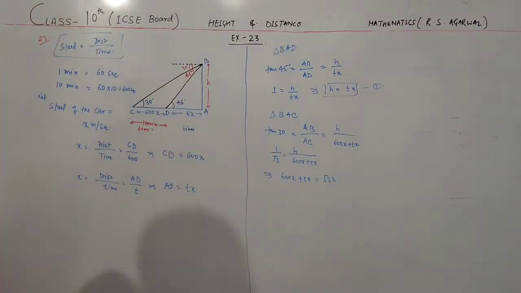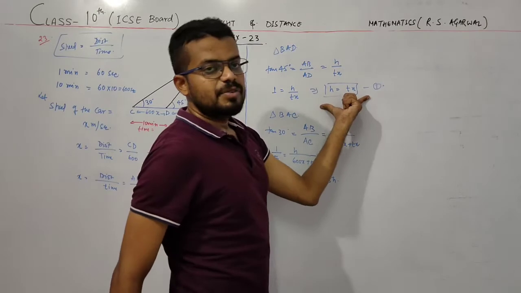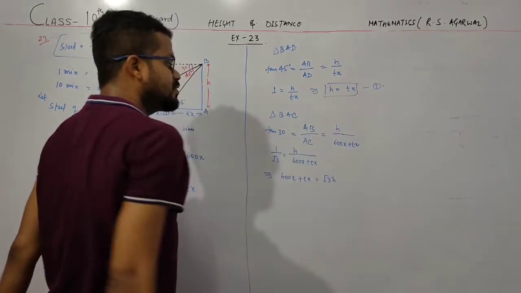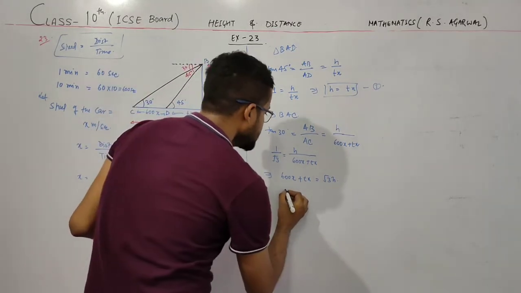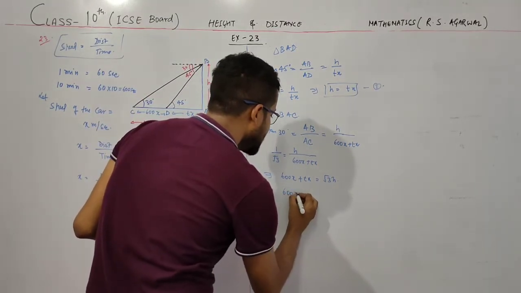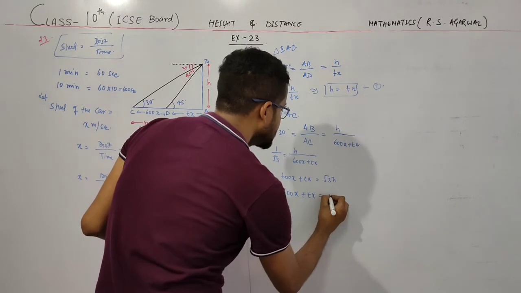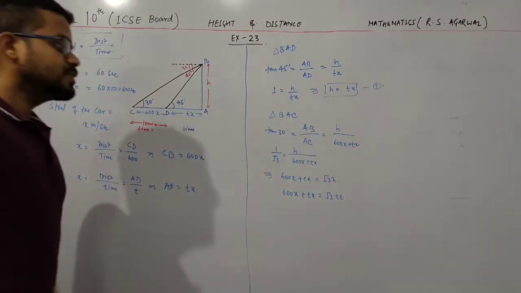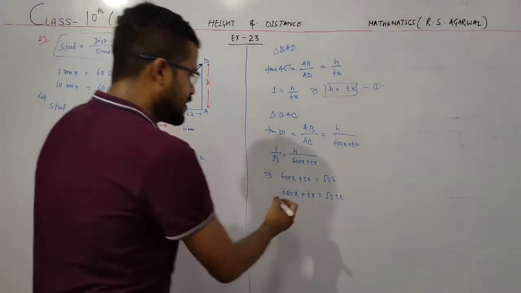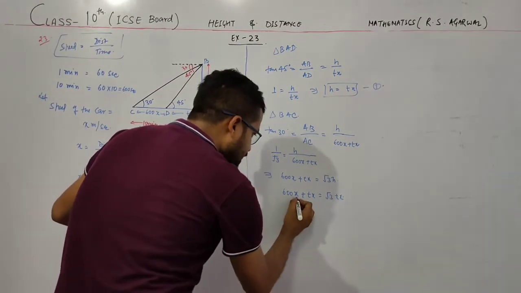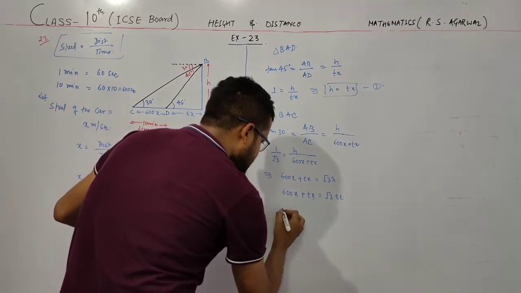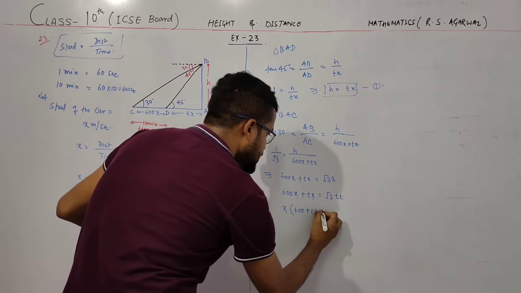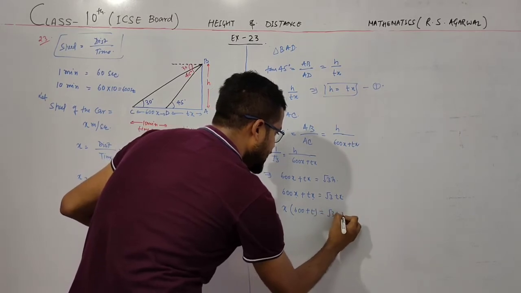Okay. Now by using equation number 1, I write tx in place of h. So I write here 600x plus tx is equals to root 3 tx. Now look here: here it is x, here x and here x. If I take x as common, this is 600 plus t is equals to root 3 tx.